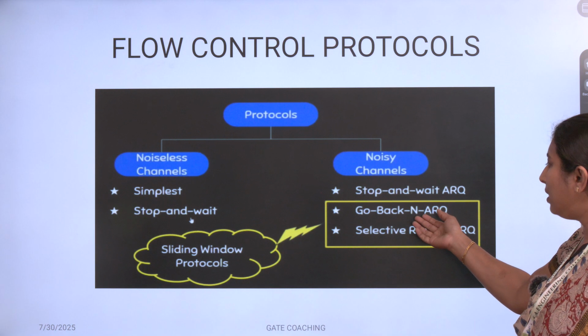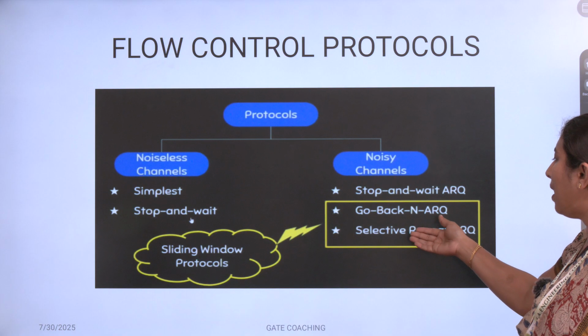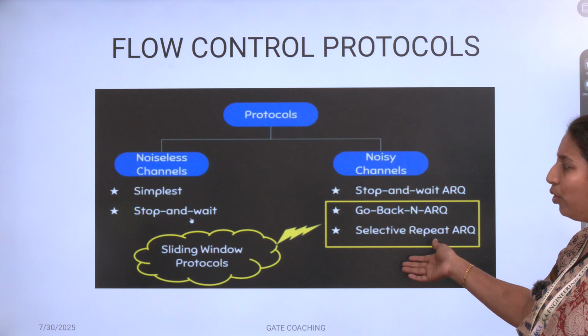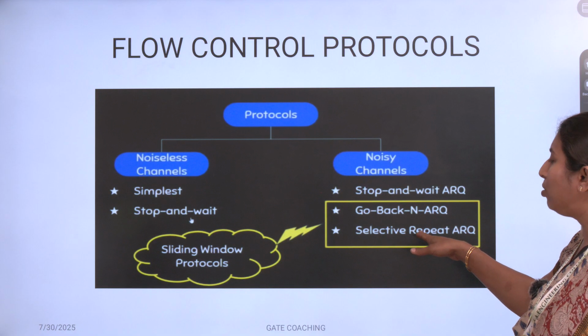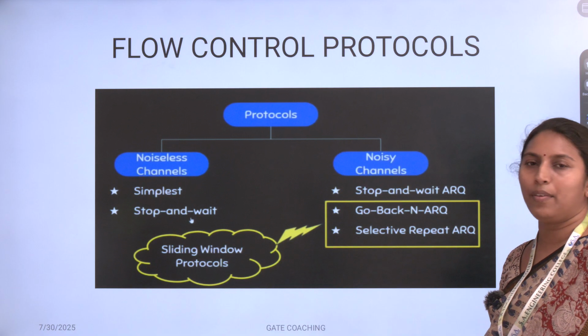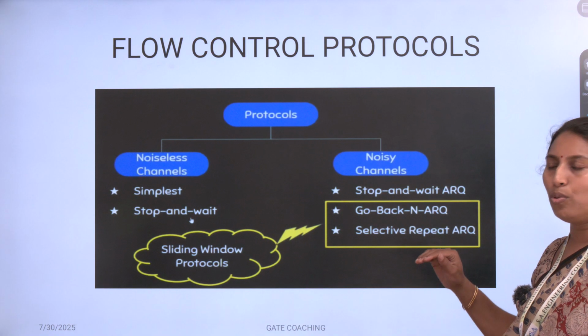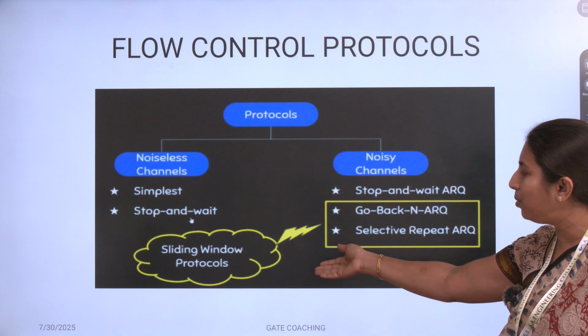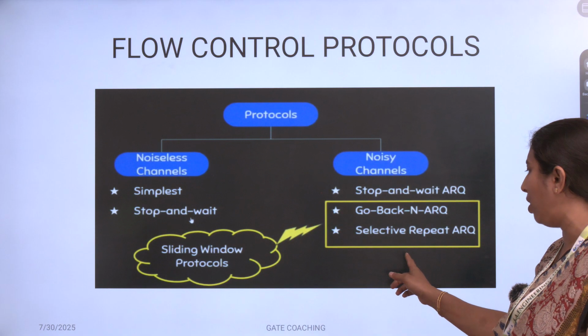In noisy channels, the other two protocols we have are go back N ARQ and selective repeat ARQ. Before we go into these two protocols, we should know what the sliding window protocol is. So to go into the topic of go back N ARQ and selective repeat, first we can see what the sliding window protocol is.